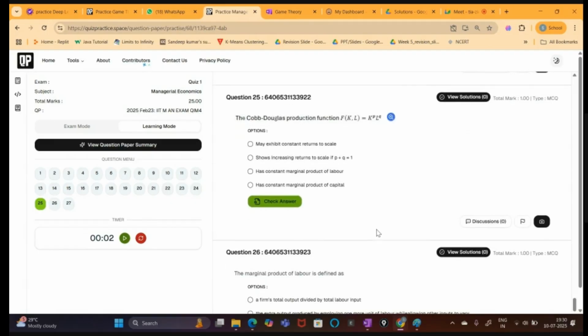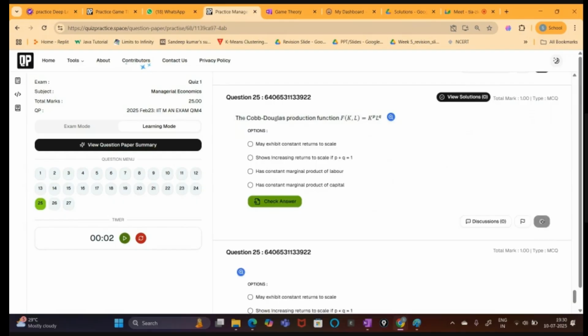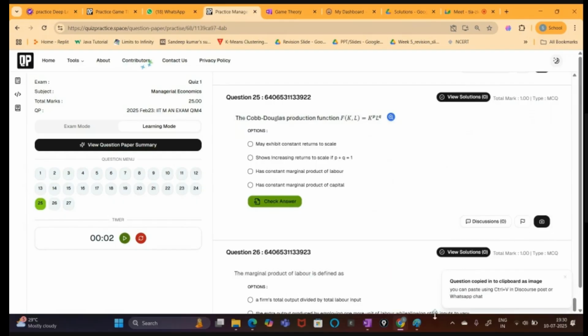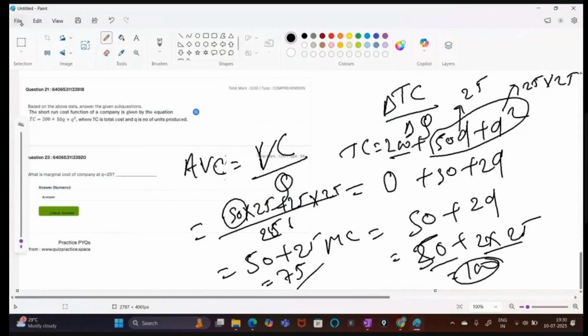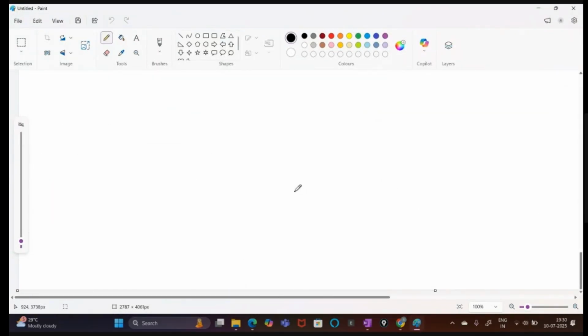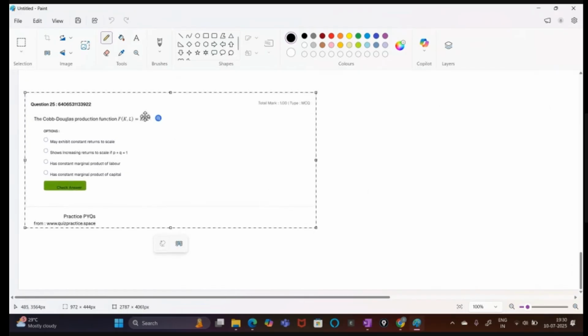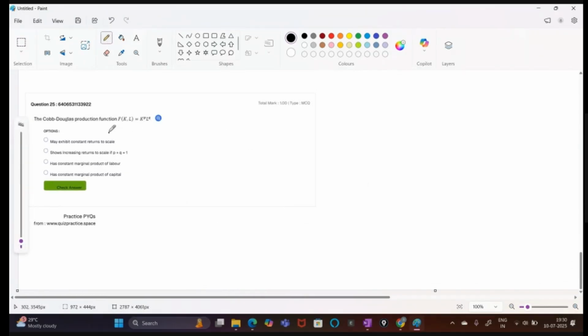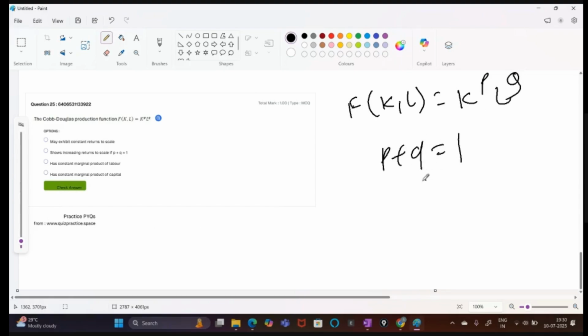So in this question, we have to remember one theory. Let me copy it first. So in the Cobb-Douglas production function, what do we have to take care of? We have to take care of the P and Q values, right? If P plus Q equals 1, then it is constant returns to scale, right?